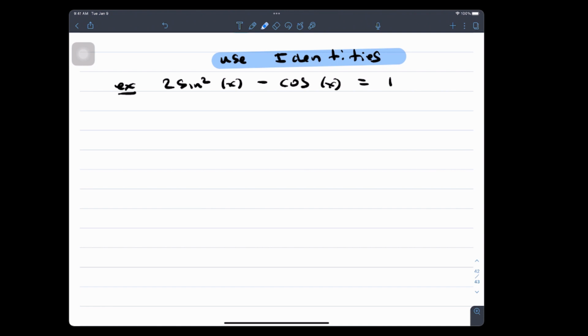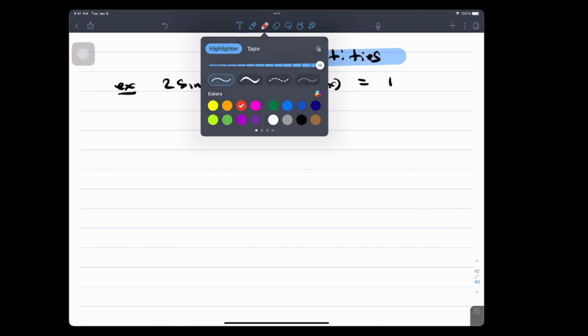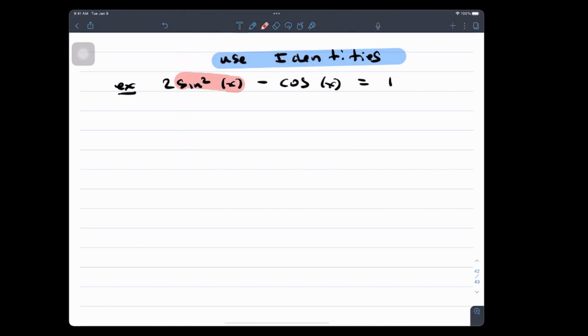The problem is you have what here? Sine squared, and you have cosine. What I mean by sines and cosines is that it has to be only sine or only cosine in that sense. This is really what's going on. Here's what I'm going to suggest you guys do. You see sine squared? I can replace this with what? 1 minus cosine squared. I'm going to get this all in terms of cosines.